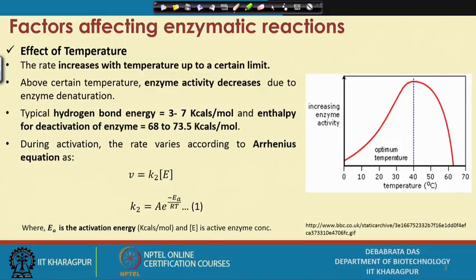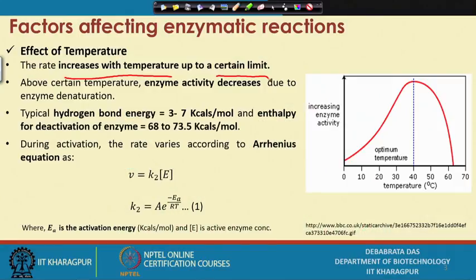The rate of reaction increases with temperature, am I right? Up to a certain limit. Now, the question comes: with the increase of temperature, why does the rate of reaction increase? The answer is this: I already mentioned that enzymes are mostly protein in nature, and these proteins mostly have a folded structure, and this folded structure is mostly due to hydrogen bonding.